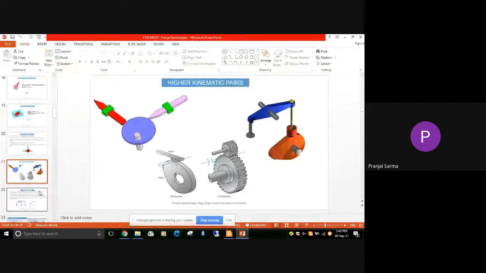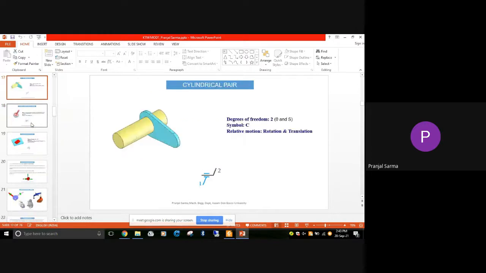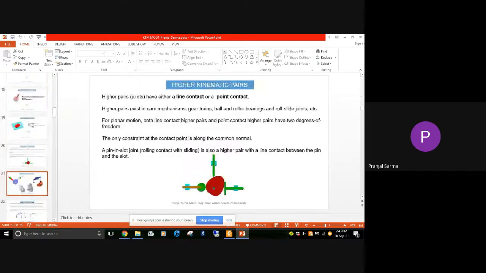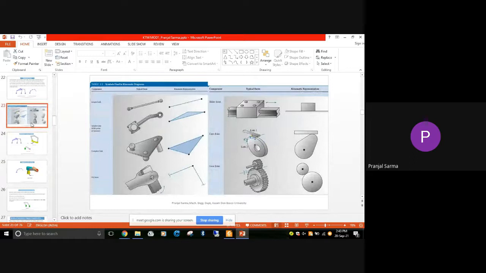So these are higher pairs. Yes, these are having what? Point contact or line contact. So higher kinematic pairs. These are kind of surface contact we have, so they give rise to a lower pair. You can see here in this figure, point contact or line contact, similar is the case here. So these are a kind of higher pair.